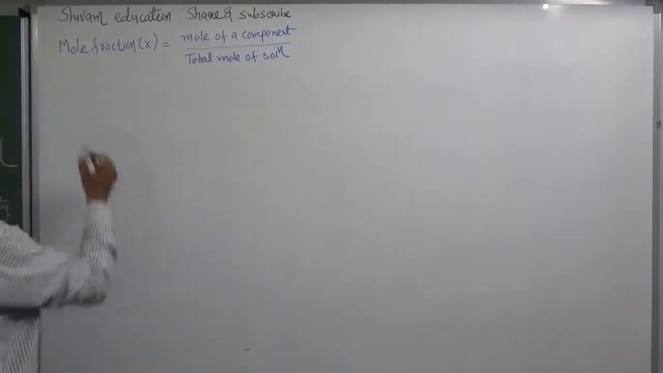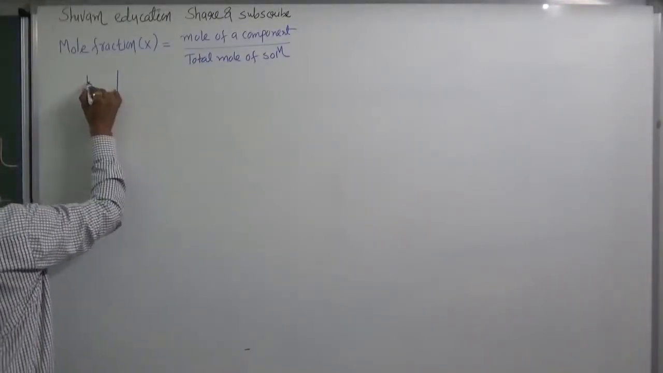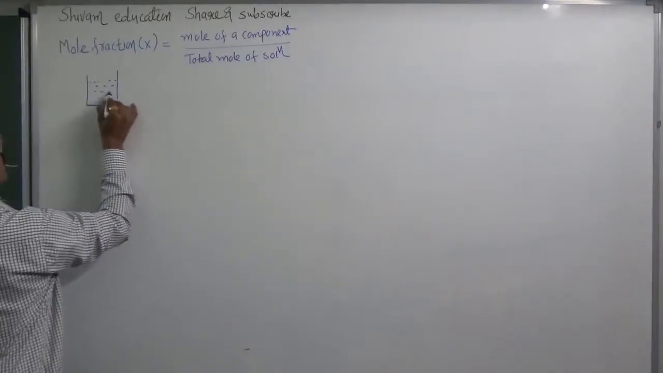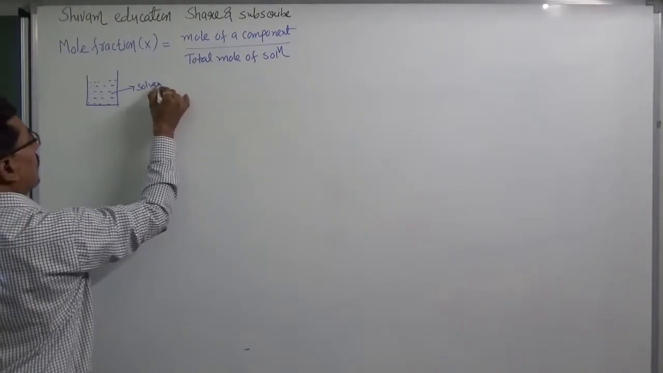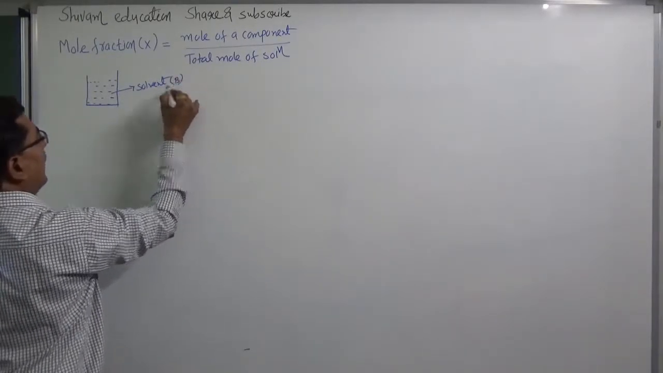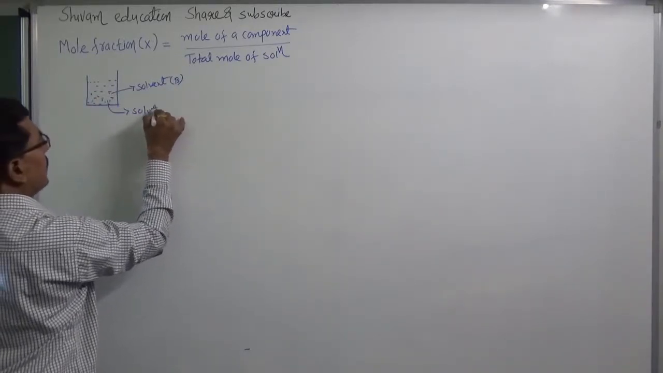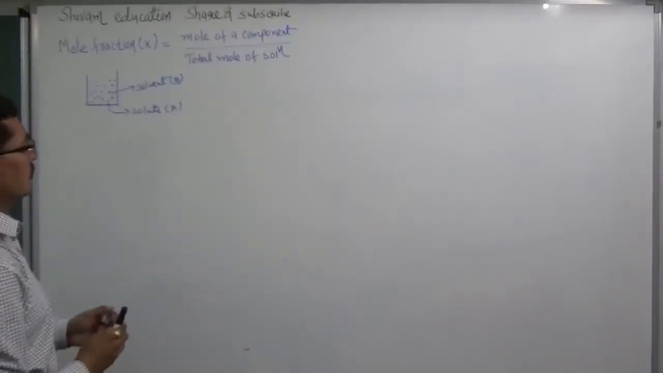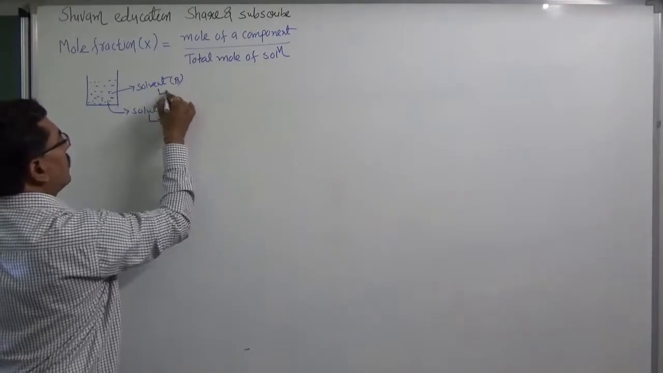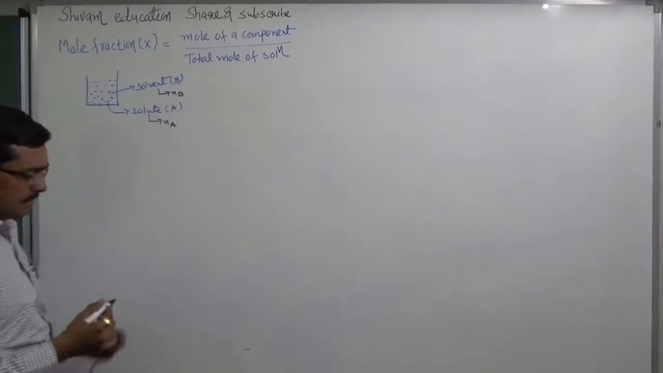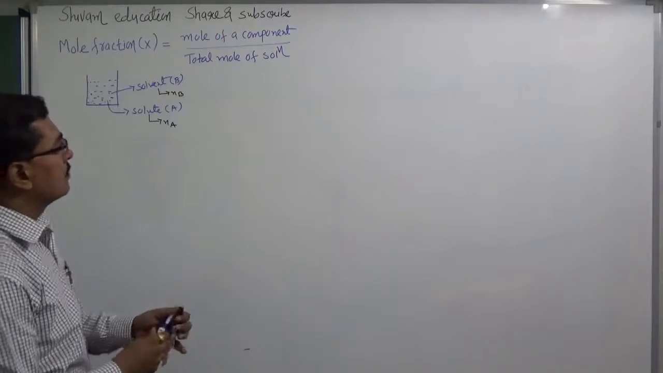Now suppose we have taken one solution. In this solution we have two components, one is a solute and the second is a solvent. Suppose I am giving solute as component A and solvent as component B. Now suppose the mole of solute is Na and the mole of solvent is Nb. Then the mole fraction of solute and solvent can be found out by using this formula.